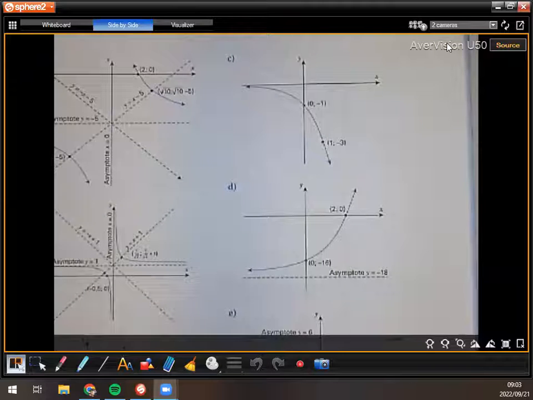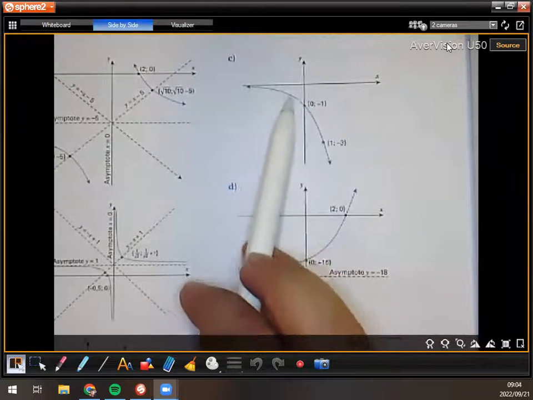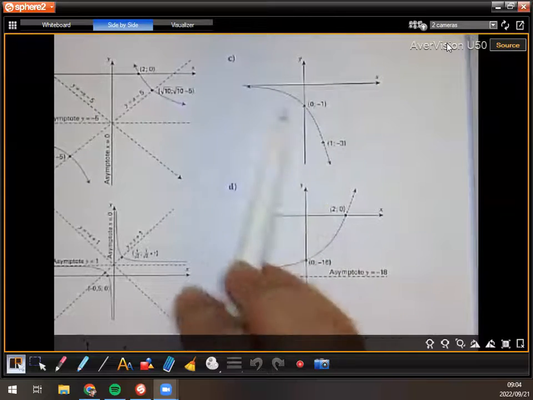The equation for number 3C was y equals -3 to the power x. Guys, I would have plotted another point on this side, right?